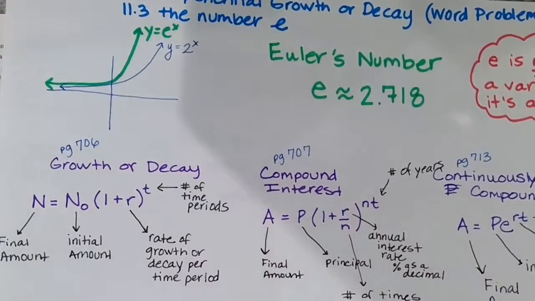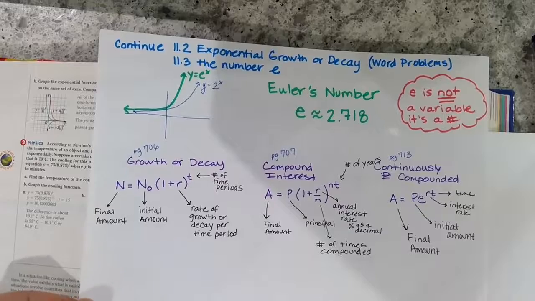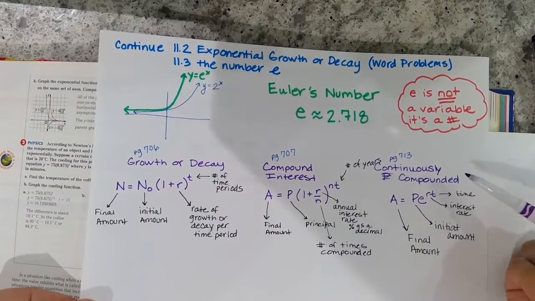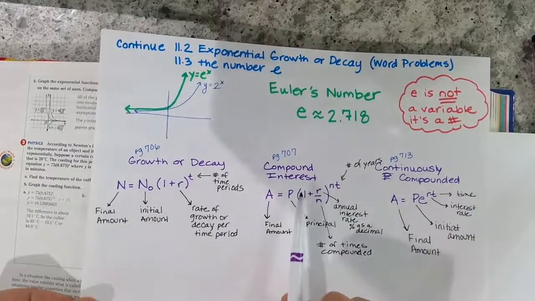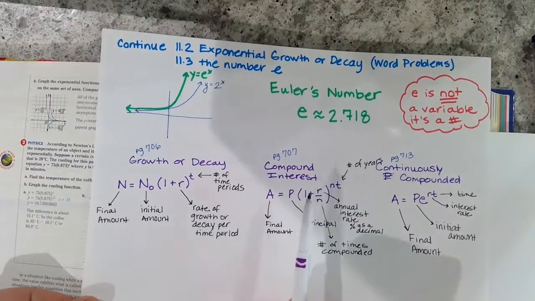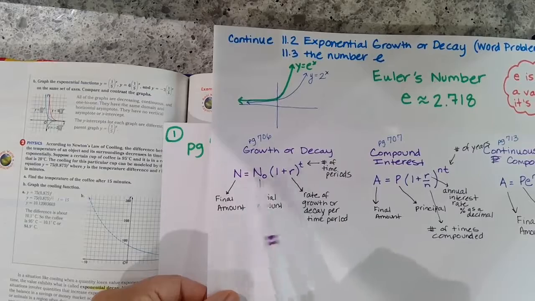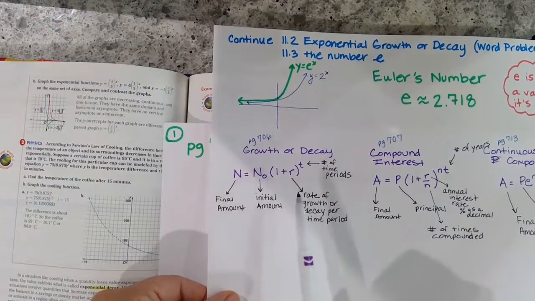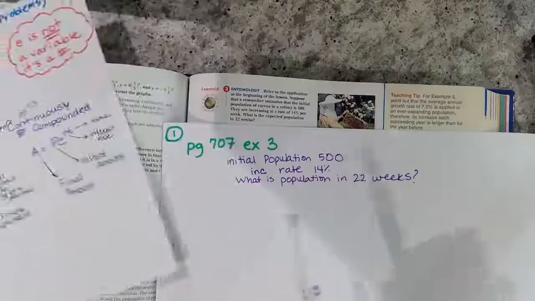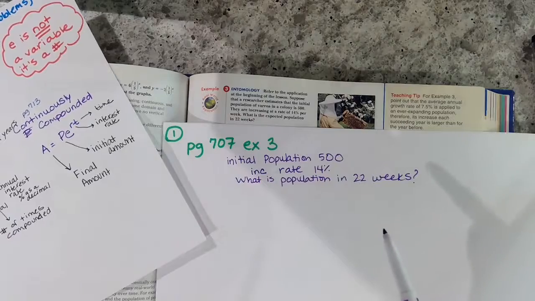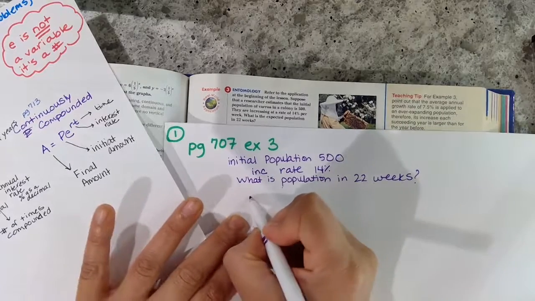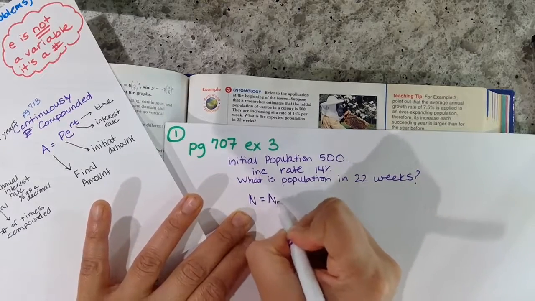So I go back to my formula and I say, okay, which formula is it? They didn't say anything about continuously growing. They didn't say anything about compounded. They would have to say, oh, it's compounding monthly, semi-annually. So this is going to be our first formula. It's either growth or decay. It doesn't really matter. It's the same formula. I'm going to go ahead and write that down and then plug in all the relevant information. So N equals N initial.